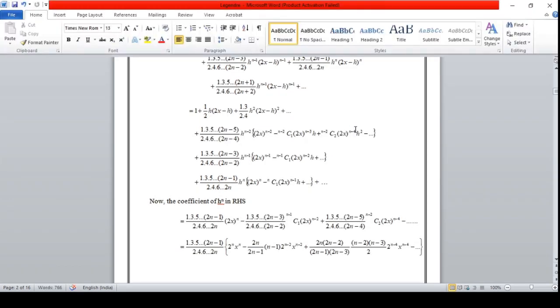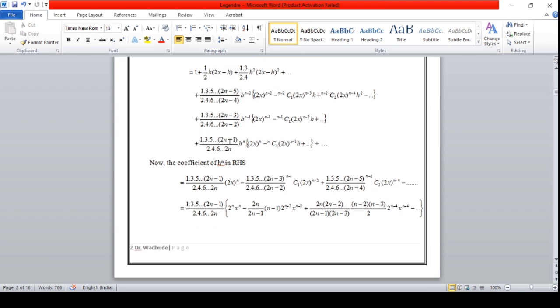Next is 1·3·5 up to (2n minus 3) upon 2·4·6 up to (2n minus 2) h raised to the power n minus 1. Again the same binomial theorem, and the last term again binomial theorem. Now the coefficient of h raised to the power n on the right hand side. Last here, h raised to the power n means this part, the coefficient of h raised to the power n is this part.